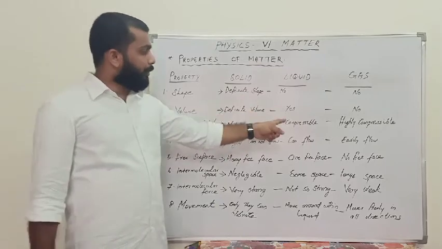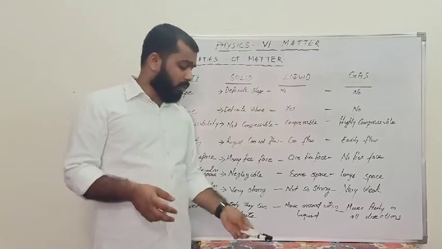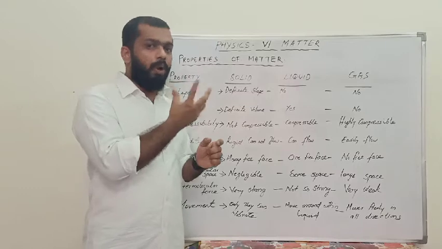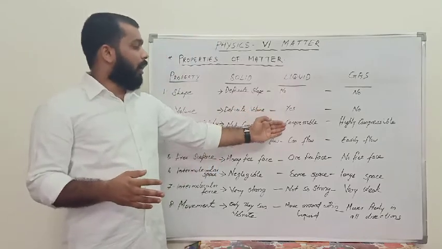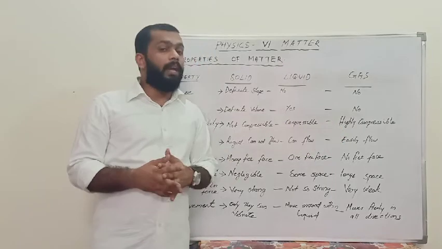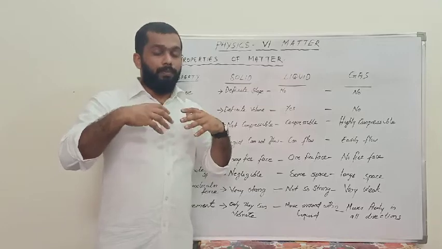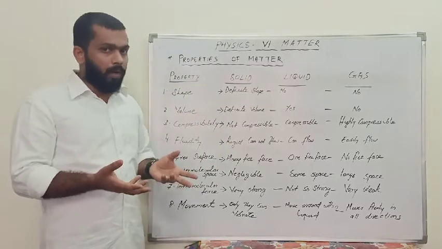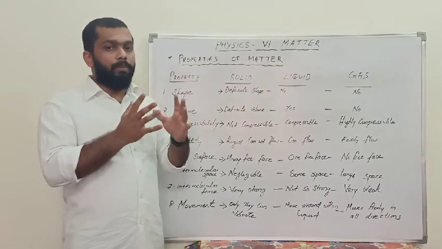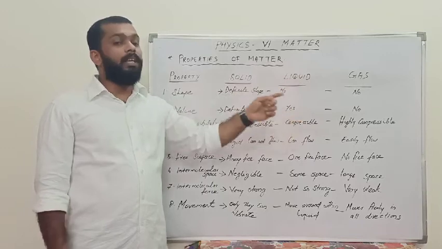Then liquids are slightly compressible. Sometimes when we take medicine inside a syringe and compress it, a small compressibility can be shown by the liquid state. Then the gaseous state is easily compressible. For example, if you blow air into a balloon and then press it, the shape of the balloon changes. So we can say that gases are highly compressible.